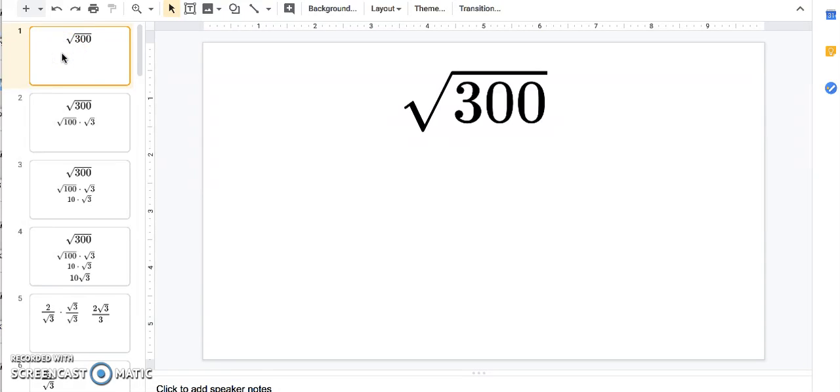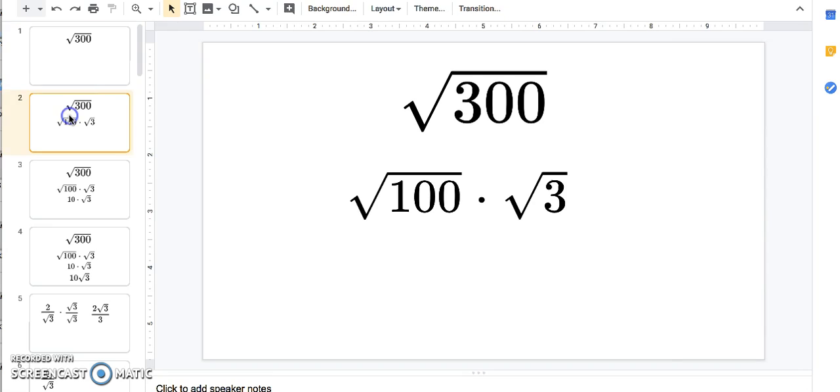Okay, so number 4, we're going to be simplifying the square root of 300. The way I like to do these is to look for the largest perfect square factor of the number inside the square root. So the largest perfect square factor of 300 would be 100. I'm not just looking for any factor, the largest perfect square factor.